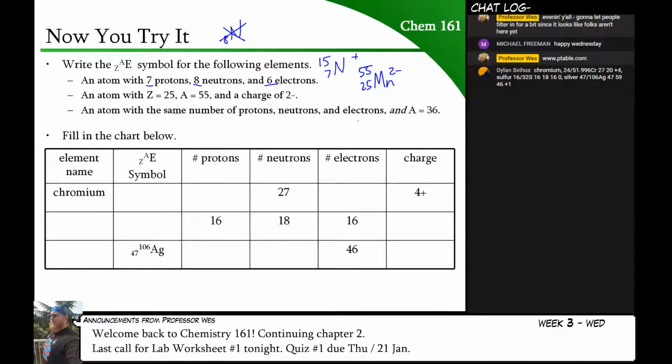And then for this last one, the same number of protons, neutrons, and electrons. So I know that it's going to have a 0 charge. A is 36, so I got this. Well, if I have the same number of protons and neutrons, then I know that this must be true, where X is the number of protons. And so the number of protons must be 18, which means that this atom is argon. And there's no charge, so I don't need to put anything up there.